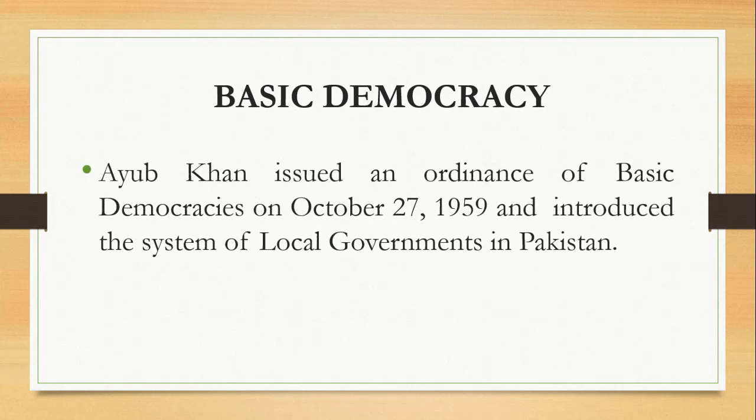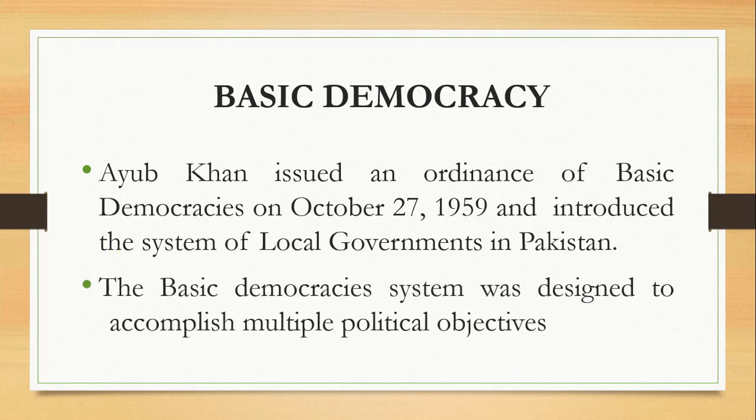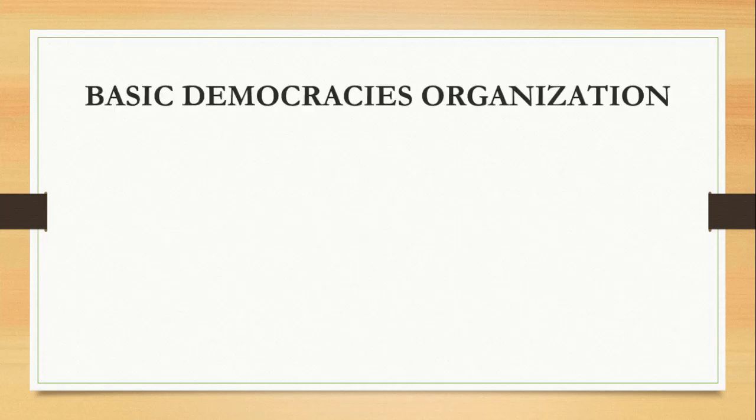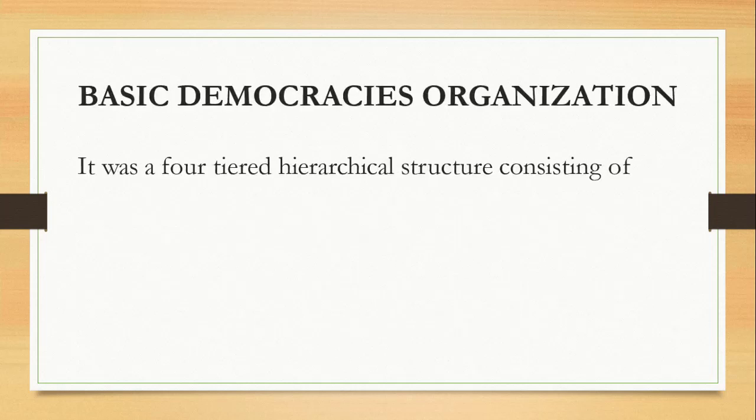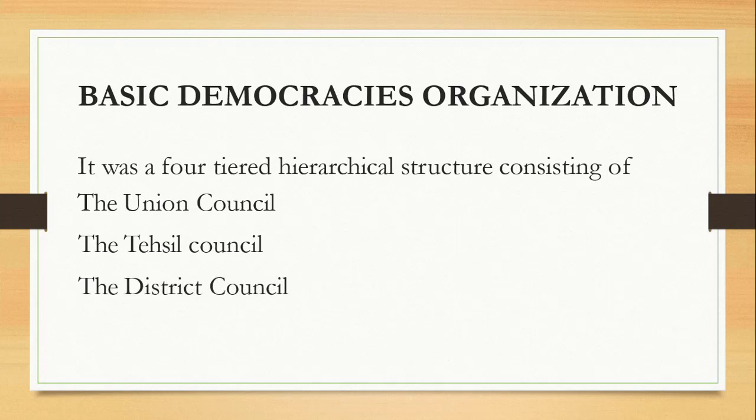Ayub Khan issued an Ordinance of Basic Democracies on 27th October 1959 and introduced the system of local governments in Pakistan. The basic democracies system was designed to accomplish multiple political objectives. So now we will see the basic democracies organization. It consisted of 4 tiers: the Union Council, the Tehsil Council, the District Council, and the Divisional Council.